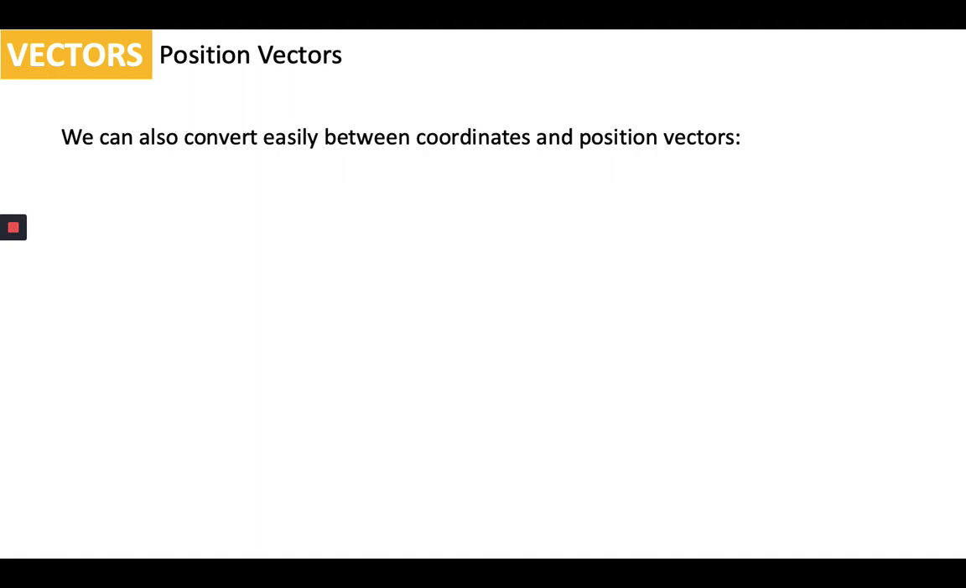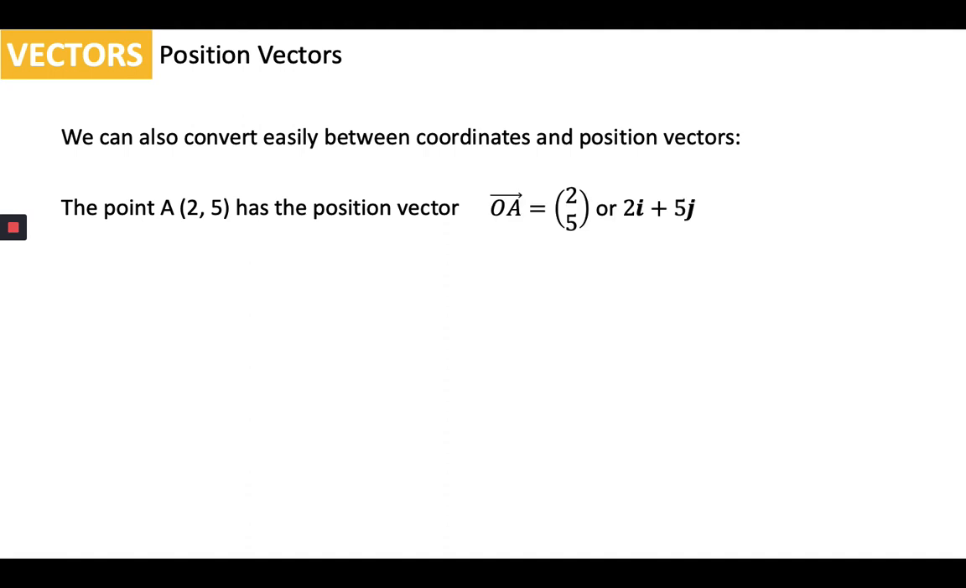Now this is something we won't do loads of, but it is something you need to be aware of. We need to be happy to go, okay, so here's a point (2, 5), so that's therefore going to have the position vector (2, 5) or 2i plus 5j. Okay. Now just to check that we're comfortable with that, I'm going to put another 3 questions on the screen. If you could pause the video and have a go, and then check back for the answers once you're finished.